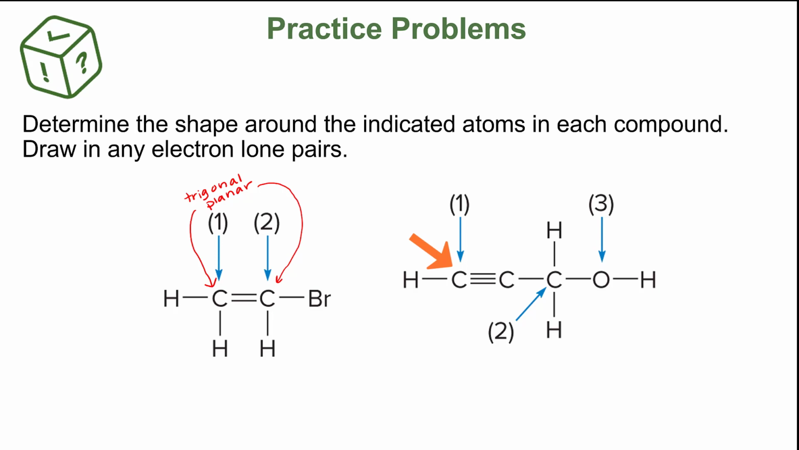Okay, for 1, we have 2 atoms bonded, 0 lone pairs. This one is linear. Carbon with 4 atoms, or 4 groups, and no lone pairs, this is tetrahedral. Oxygen has 2 atoms, 2 lone pairs. This is bent.